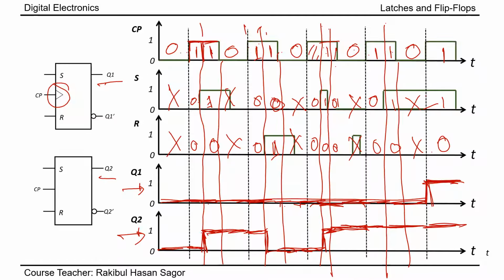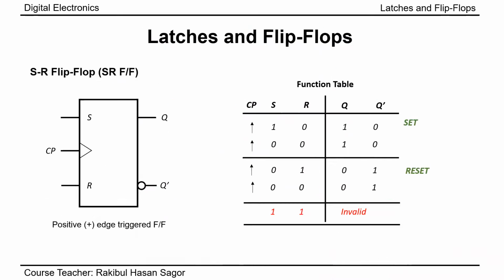So this is the timeline diagram for two different flip-flops. One is for edge triggered, another is for level triggered flip-flop. I hope all of you understood. Now I want all of you to practice this type of timeline diagram on your paper. That will clarify your idea. We are almost at the end of today's lecture.